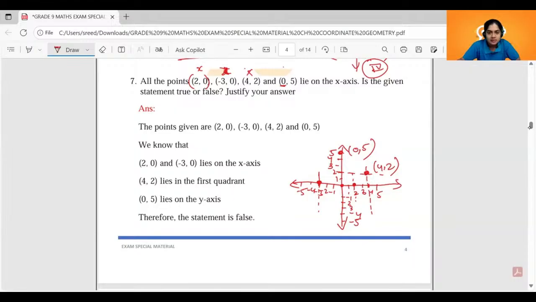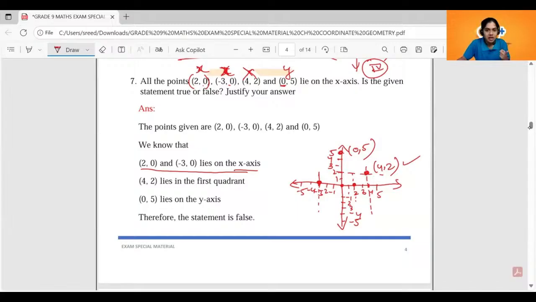These both lie on the x-axis, right? And this lies on the y-axis, right? So what do you understand from this? We know that (2, 0) and (-3, 0) lie on the x-axis because their y coordinate is 0. When the y coordinate is 0, definitely the points lie on the x-axis, whereas (4, 2) lies in the first quadrant, right? And (0, 5) lies on the y-axis. So therefore, the statement is false.